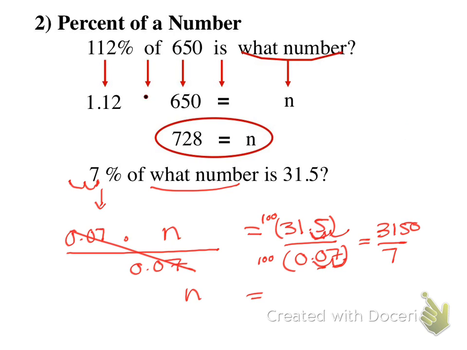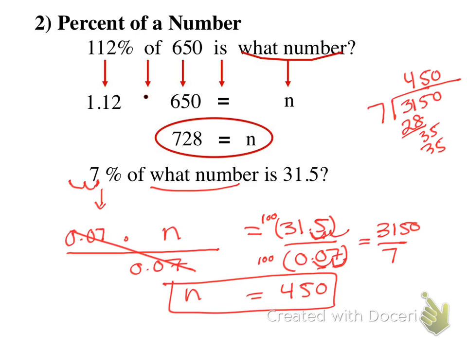So it's really 7 into 3150. So 7 goes into 31 4 times. 28. I have a remainder of 3. Bring down the 5. Oh, that's pretty. 35, and it goes 0. And so we get n equals 450.